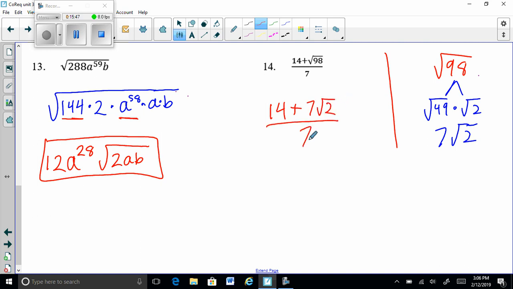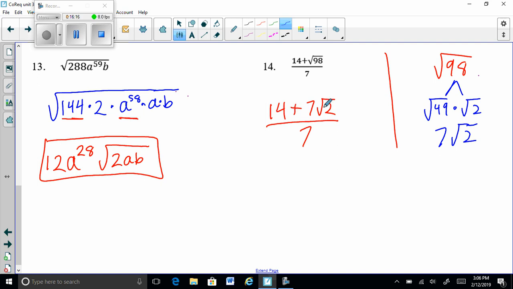Okay, and this is something I probably should have mentioned earlier. We had a problem kind of similar to this where you were adding. You can't add the 14 and the 7 square root of 2 together, okay? And we'll talk about that in a different section. But as far as adding and subtracting these, you can't really do it unless they have the same radical, like square root of 2. They'd have to both have square root of 2 with the coefficient. And so you can't actually add these together.